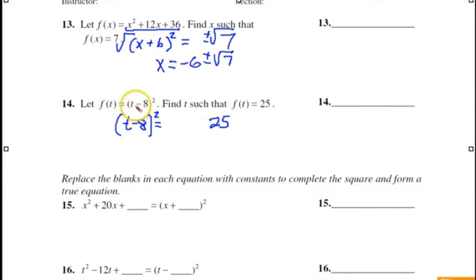And here's just another example. There's a binomial squared that we're saying equals 25. So we're going to take the square root of that, plus or minus the square root of 25. This is going to give us t equals, now the 8 comes on this side as a positive 8, plus or minus 5. So t will equal 8 plus 5 is 13. 8 minus 5 is 3. When you have a perfect square under the radical sign, you can give your two answers this way.